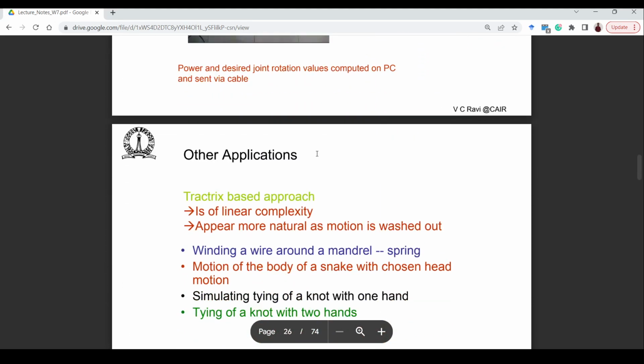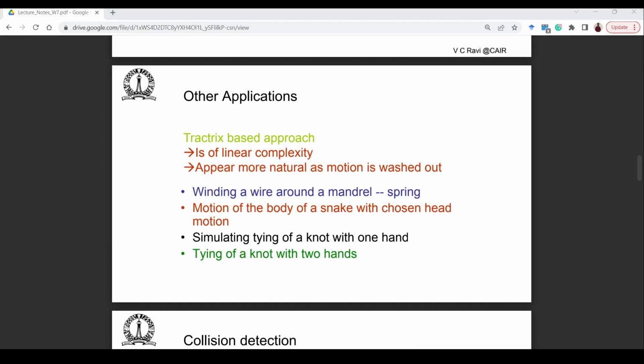Now discussing the applications of the tractrix-based approach. Before that, Sir has already discussed the applications, but one thing that I would like to point out about this particular approach is that the tractrix algorithm is of linear complexity. Whenever we are designing robotics algorithms, we try to keep the computational complexity as low as possible, right? And one thumb rule is that linear computational complexity is good. The computational time scales linearly with the number of variables that you have to solve for.